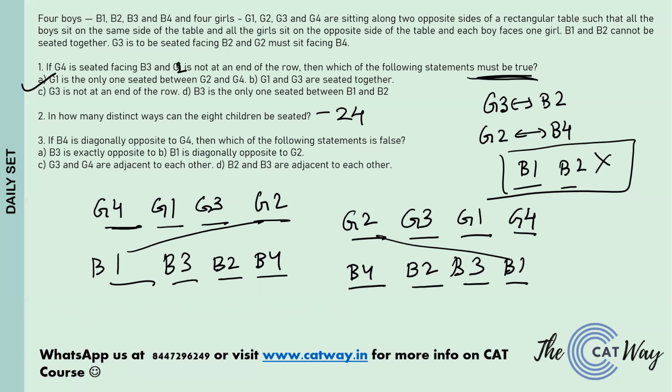Come to option C. It says that G3 and G4 are adjacent to each other. We see G3 and G4 are not adjacent to each other. That means option C is the one that is false. Talk about option D: B2 and B3 are adjacent to each other. That is true in both the cases. So with this, guys, the set is complete.